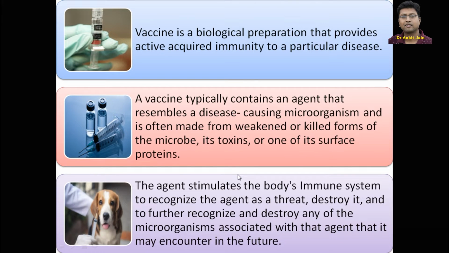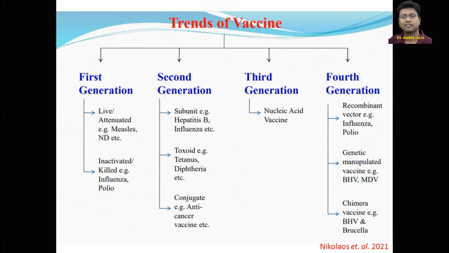So first of all, what is a vaccine? Any agent that will generate an immunological response against a particular antigen, and will be eliminated from the body, and further the body will produce memory cells, is called an immune response, and that agent is called a vaccine. During the journey of development, vaccines are divided into first generation, second generation, third generation and fourth generation.